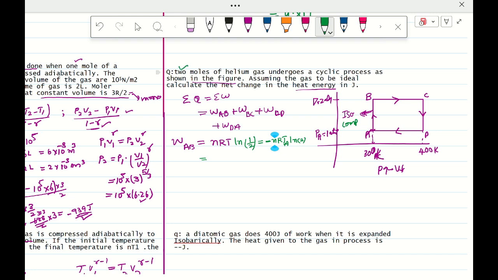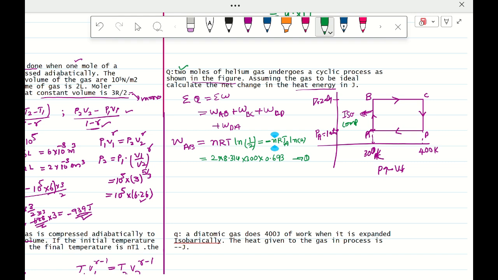That is equal to the answer. n means here 2 moles is given. R means 8.314, into Ta, which is equal to 300, into ln of 2, which is 0.693. Otherwise log means 0.3, you can take that, not a problem. So this is one work done.